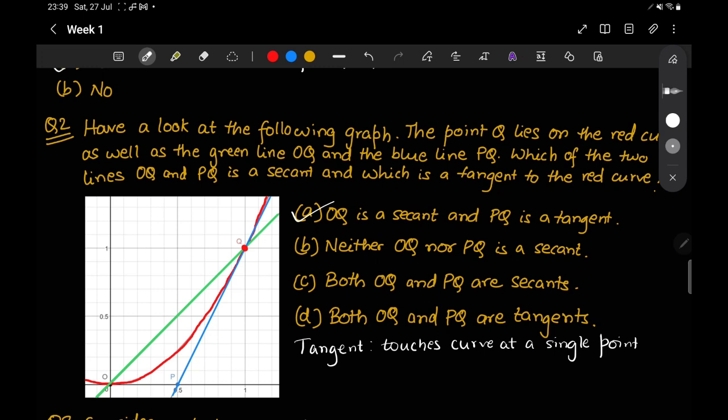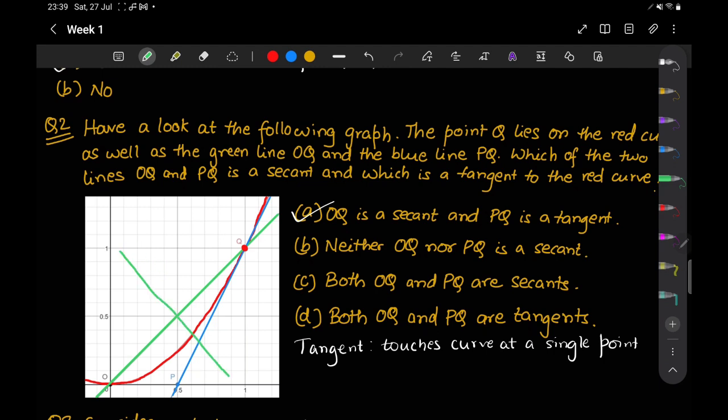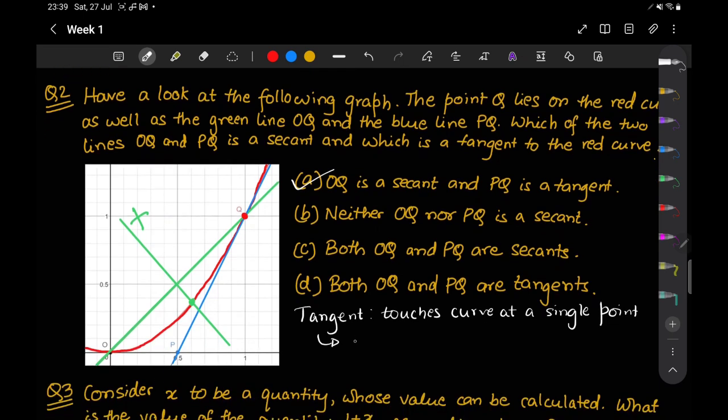Okay, someone is asking a question in the chat box. Someone is asking what if the green line was something like this? In this case also it is touching the curve only at one point. Would that then be a tangent? And the answer is no. Why? Because a tangent is characterized by a derivative, and you will learn this later in the course.